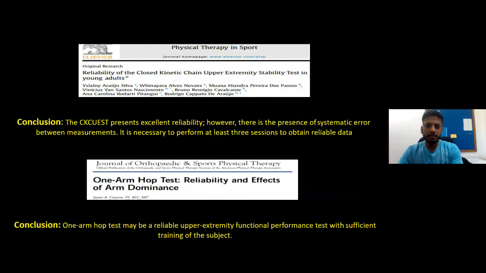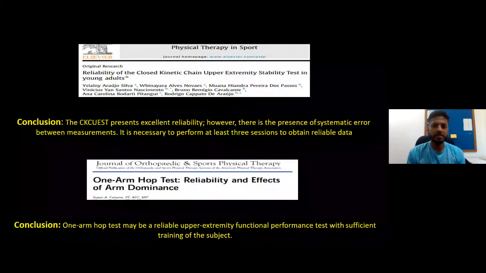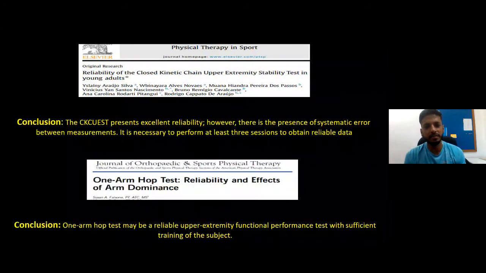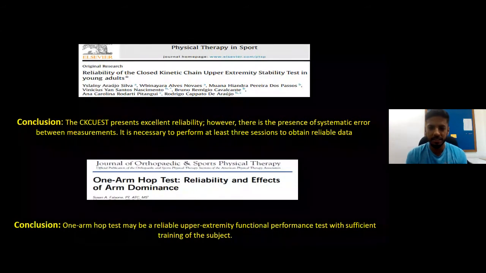Okay, so we have to clear all these tests in order to say that you are perfect, you can return to sport. For example, in some reliability studies, the closed kinetic chain upper extremity test presents excellent reliability. However, there is some systematic error between the measurements, so we have to perform at least 3 tests and take an average for better reliable data. And the one-half test, for example, may be a reliable test for upper extremity functional performance, but sufficient training is required.